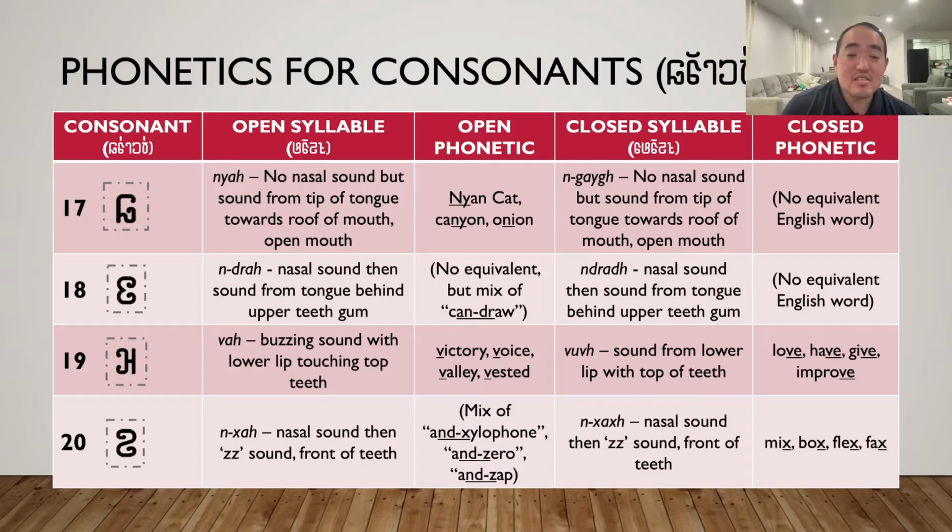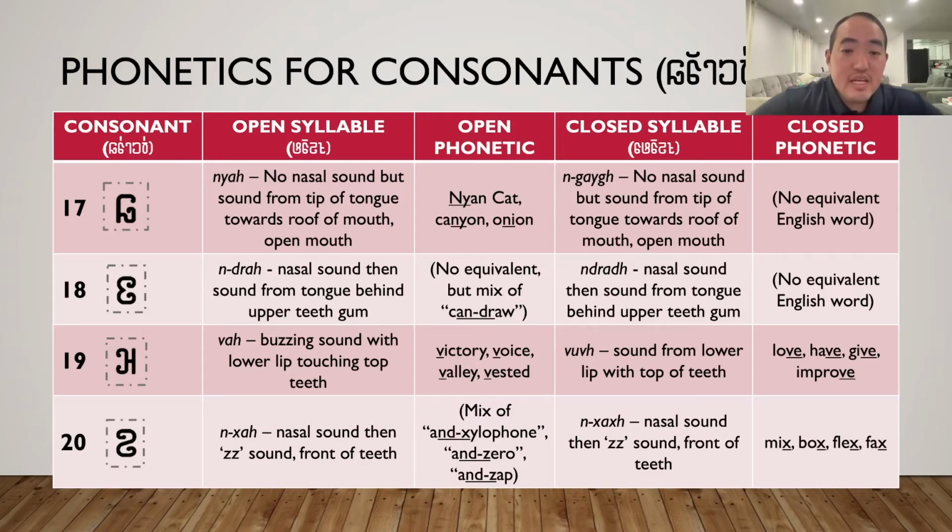Now for number 19, this consonant is pronounced va, vav, va, vav. This consonant is pretty straightforward with an English sound, V. It has a buzzing sound with the lower lip touching the top teeth, right? So like v, v, va, vav. You hear this in the words victory, voice, valley, vested. Now for the closed syllable, it'll be vav. The sound should come from the lower lip with the top teeth, right? You'll hear this closed phonetic sound in the words love, have, give, improve. And that's how you pronounce the closed phonetic for the consonant va, vav.